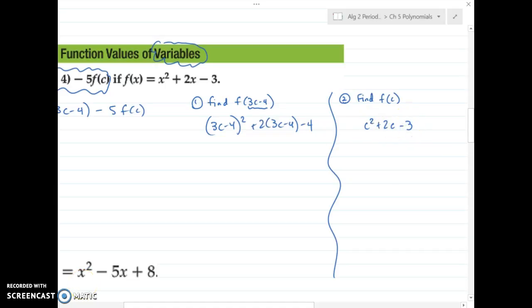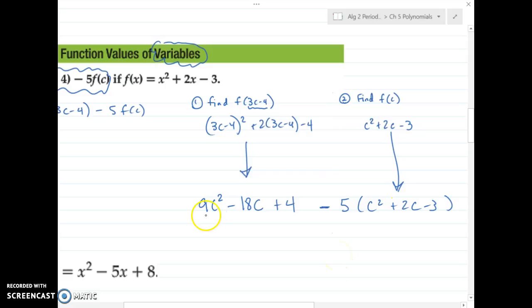So when we do this first part, (3c minus 4) quantity squared, and add all of that, I'm going to just go down to my answer. Hopefully you have done all of that. We get 9c squared minus 18c plus 4. And then it told us to do minus 5 times that stuff, c squared plus 2c minus 3.